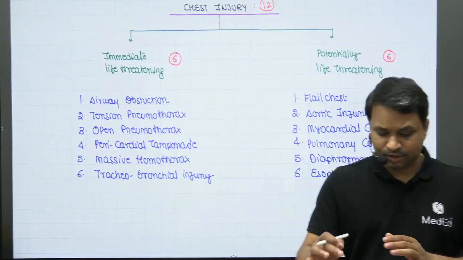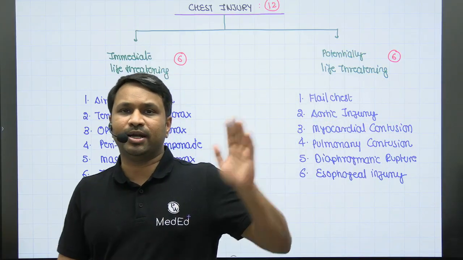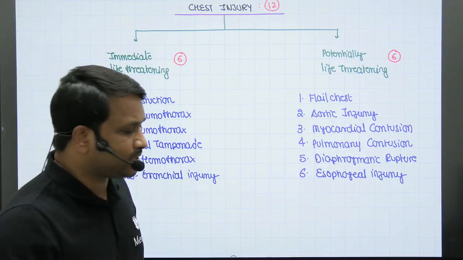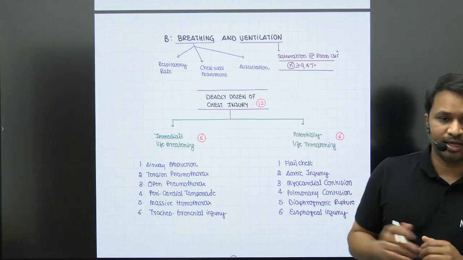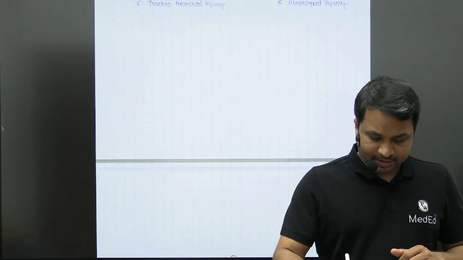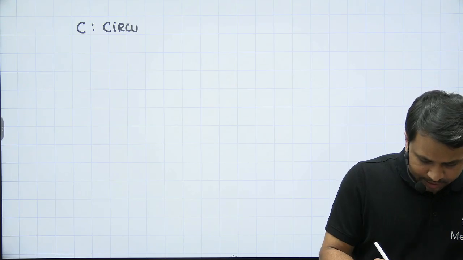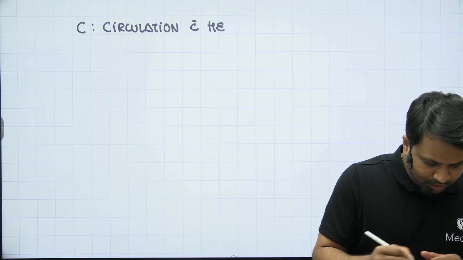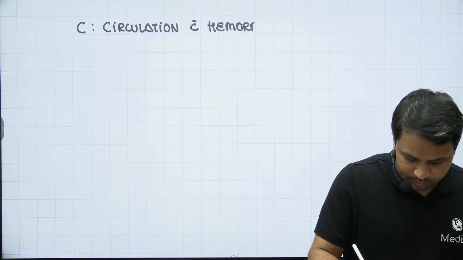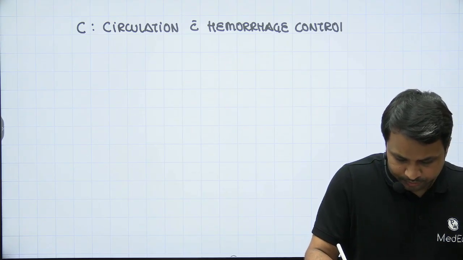as deadly dozen. So 6 of them are immediately life-threatening, 6 of them are potentially life-threatening. Our job is to identify the immediate life-threatening and address it as we move across. So this is in the context of breathing and its assessment status that we are going to follow. After you assess the breathing status, the next in the primary survey is going to be circulation with hemorrhage control. So C is going to be circulation with hemorrhage control, right?